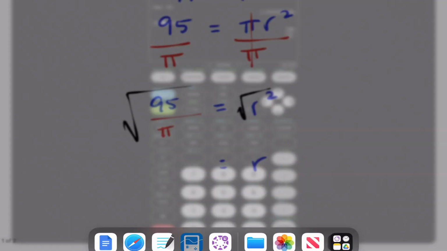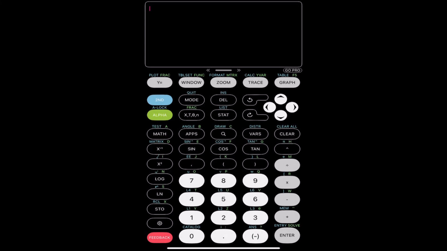So here's my calculator. I have second x squared, and that's 95 divided by, and the pi button is right here. It's above the caret sign, so I'm going to press second, this button, and there you go. You should see the little pi on your screen. And then I'm going to go ahead and press enter, and I have 5.49903, whatever that says.